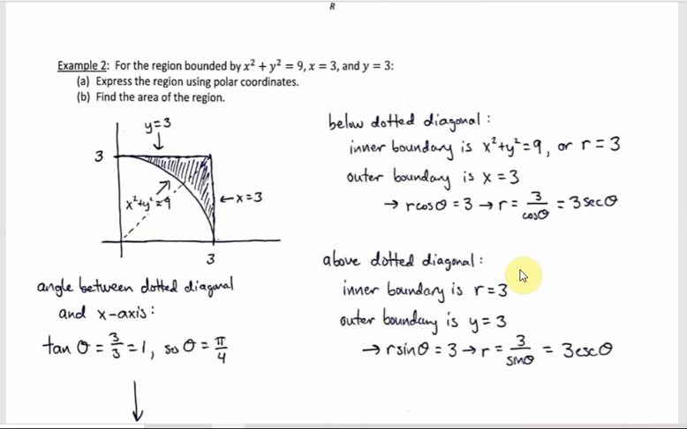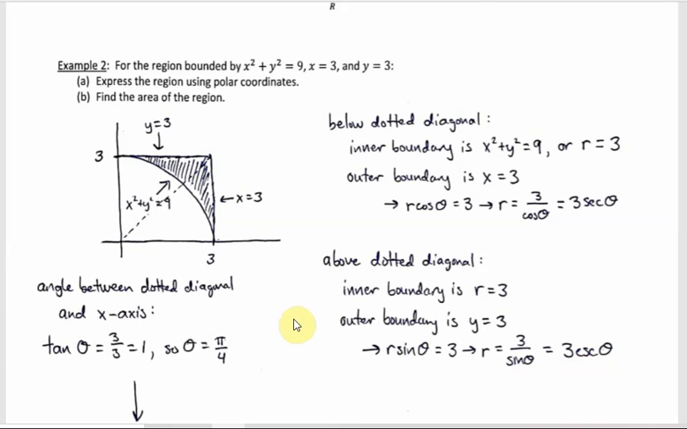And then above the dotted line, you kind of do the same stuff. The inner boundary is still going to be that circle, so we can still say, all right, that's r equals 3. But then the outer boundary is y equals 3, and you do the same sort of thing. And then you say, well, how do you write y in polar coordinates? R sine theta. So then r sine theta equals 3, and then solving for r, you get 3 over sine theta, but dividing by sine is the same thing as multiplying by cosecant, so that's 3 cosecant theta.